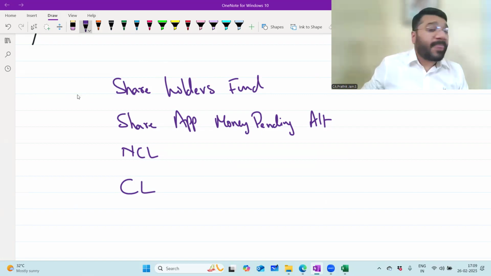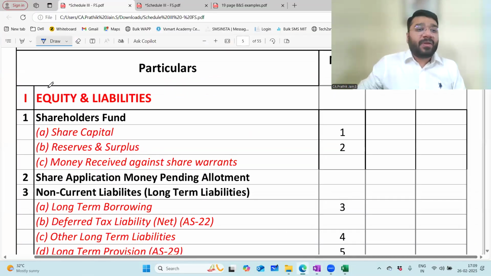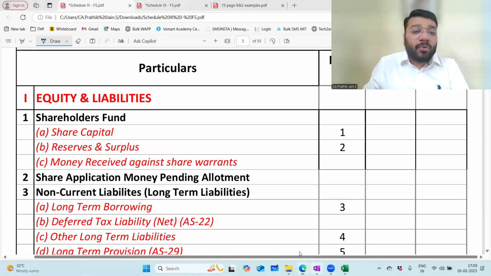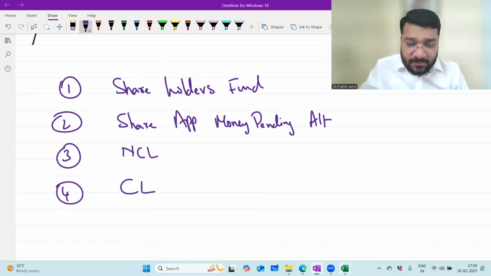This is called shareholders fund. Second is share application money pending allotment. Third is non-current liability. Fourth is current liability. Now each of the 4 categories has subcategories, and each subcategory we will discuss one by one.